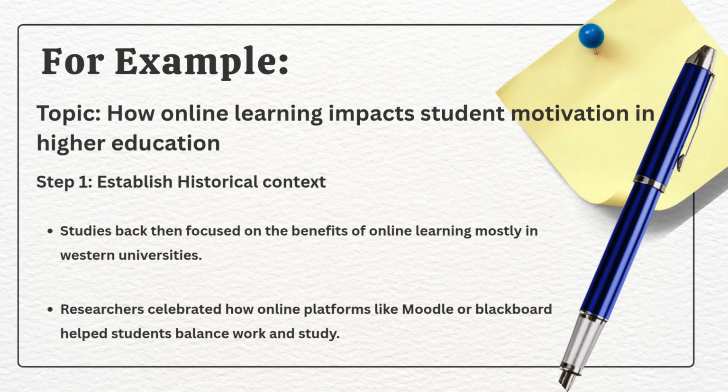Your first step will be establishing historical context. For this topic, let's take early research from 2000s. Studies back then focused on the benefits of online learning, mostly in Western universities. They said things like flexibility in timing, self-paced learning, or access to global resources. All this will help in learning at your own pace, and you have access to all the resources from all over the world. Researchers celebrated how online platforms like Moodle or Blackboard helped students balance work and study. We can say that this was the tech optimism phase.